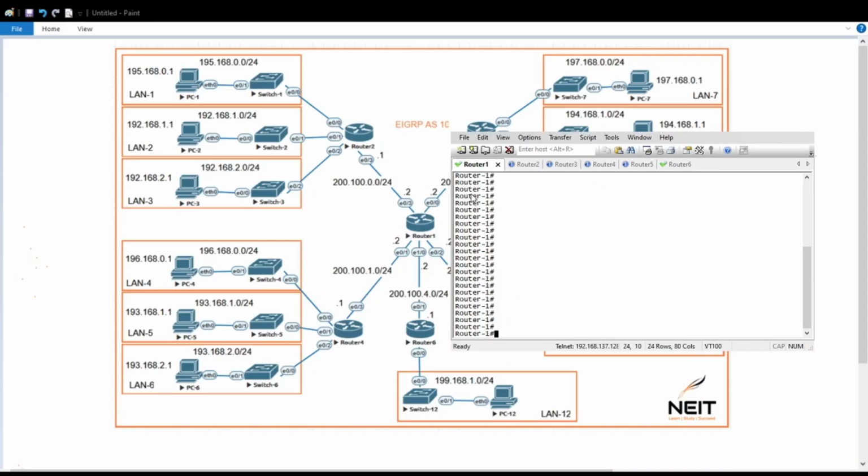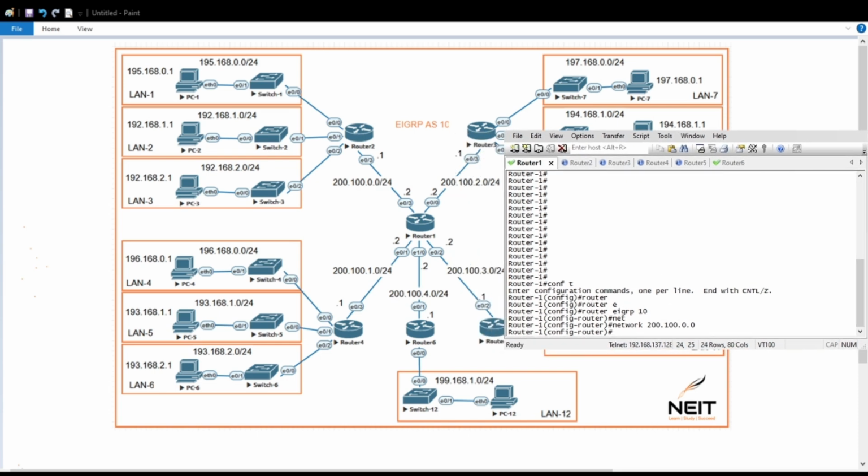So our first task is to configure the EIGRP classic mode on all the routers. So let's start with router 1. On router 1 we have to advertise the network 200.100.0.0, 1.0, 2.0, 3.0 and 4.0.